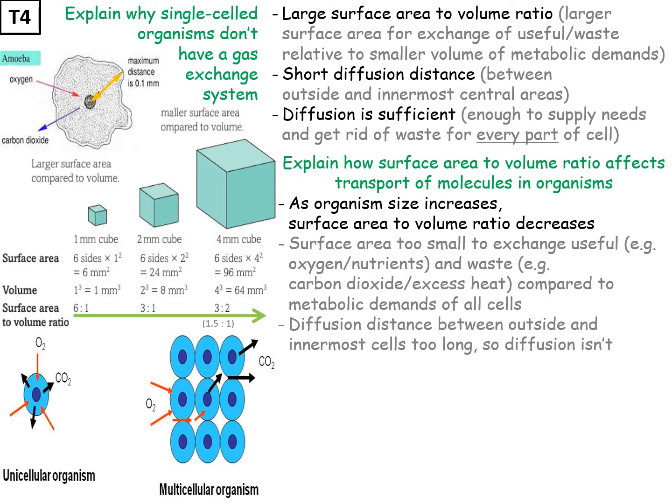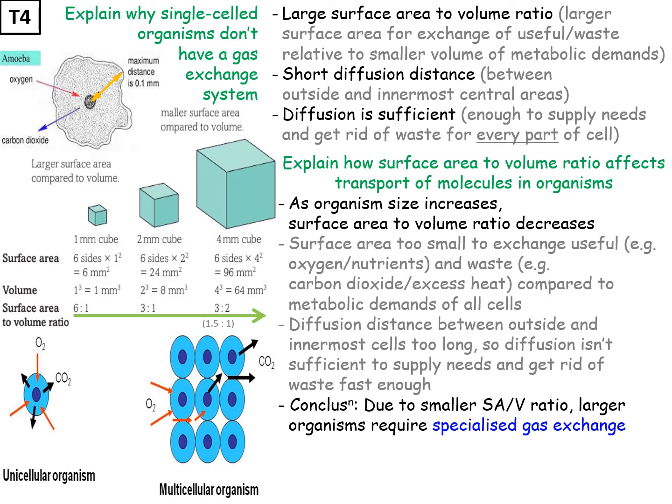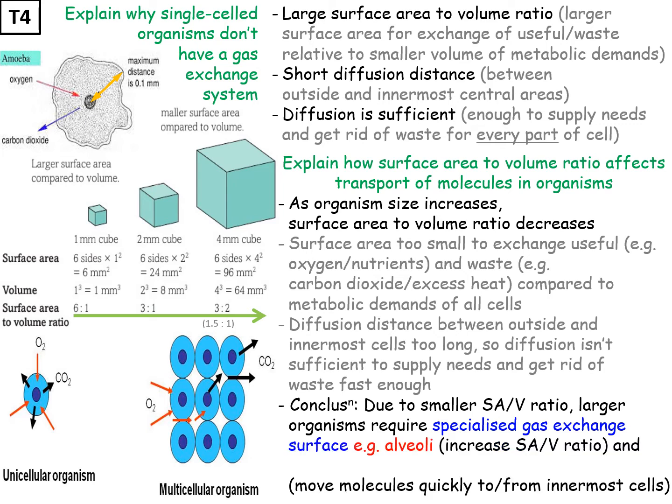Also, the diffusion distance between the outside and the innermost cells is too long, so you can't rely on diffusion. It would not be sufficient to supply the needs of the innermost cells and get rid of the waste fast enough. The conclusion from this is, for very large organisms, because of the fact that they have a smaller surface area to volume ratio, they require a specialized gas exchange surface.